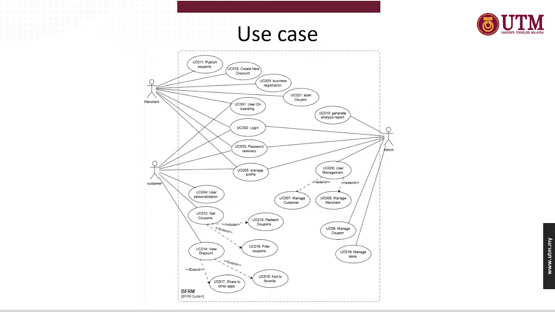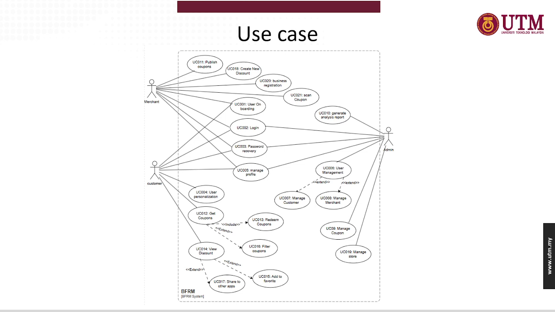Okay. Here we come to the documentation part and the diagrams. We start by mentioning the use case. So we have here three actors: the merchant, the customer, the admin. Each one of them has his own use cases, but I will just mention the main use cases. For example, the admin can generate analysis reports and manage all the users.